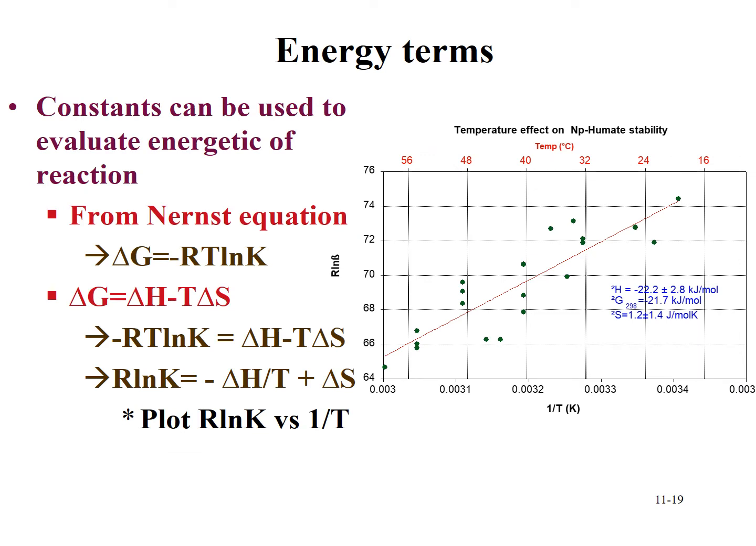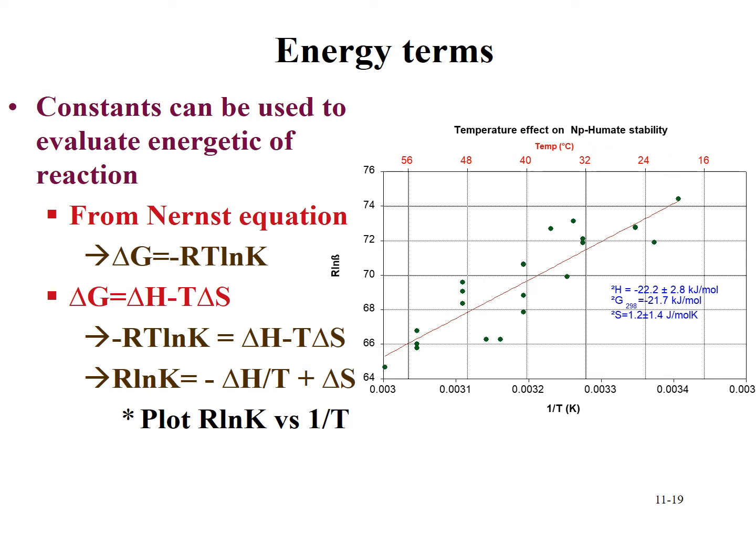Thermodynamic data, particularly the complexation constants, as we've already demonstrated, are useful in determining speciation. But by measurements of the complexation constants, we can actually evaluate other thermodynamic data. As we discussed earlier, there are relationships between the Gibbs free energy, enthalpy, and entropy, but also the Gibbs free energy and the complexation constant. So here's an example of some experimental data of the complexation of neptunium with humic acid.